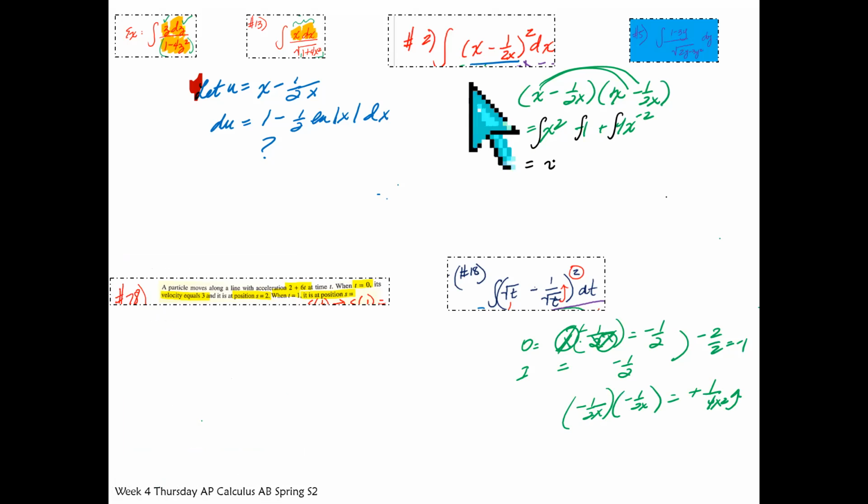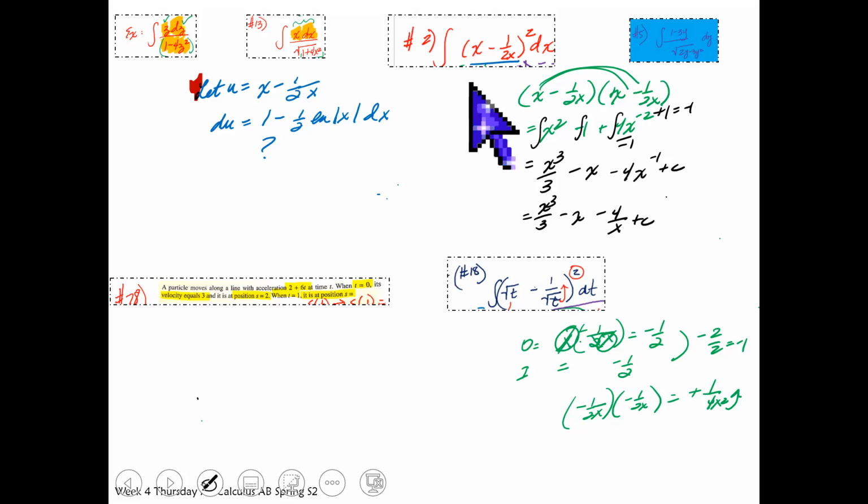So 2 plus 1, so x to the third over 3, minus x, plus 1/4 times x to the negative 1 over negative 1, so negative 1/4 x to the negative 1 power, plus c. And of course, if you go ahead and rewrite this, minus 1/(4x) plus c is your answer. This is actually a much better way of finding the answer rather than going through with the ln. And this is your answer right here.